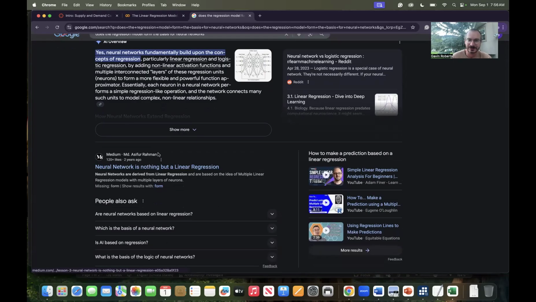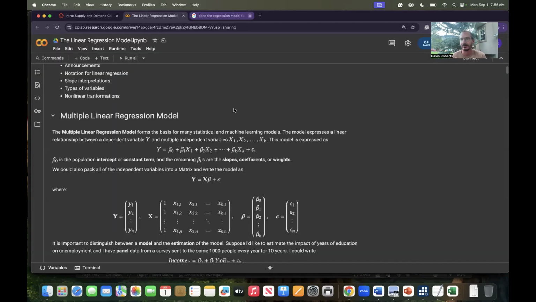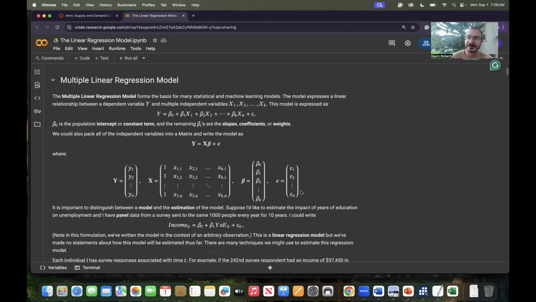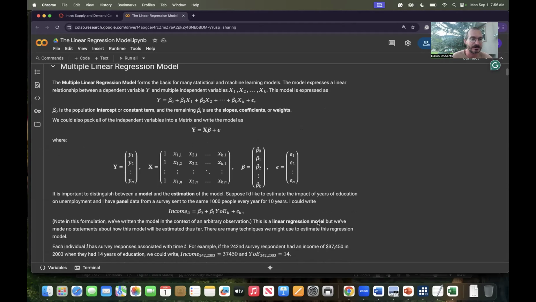Here's a Medium article by this guy: neural network is nothing but a linear regression. So, boom, it's important. Some people are like, look, regression is the old thing, now I use AI. So now we know they don't know what they're talking about. So let's get into it, because clearly I've proved beyond a reasonable doubt that it's important.